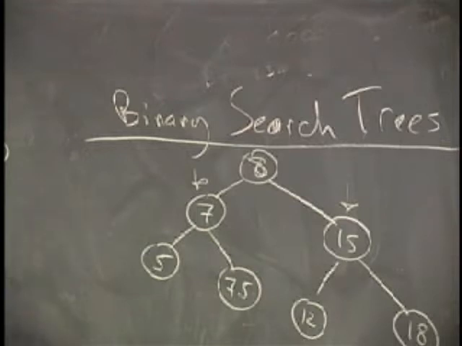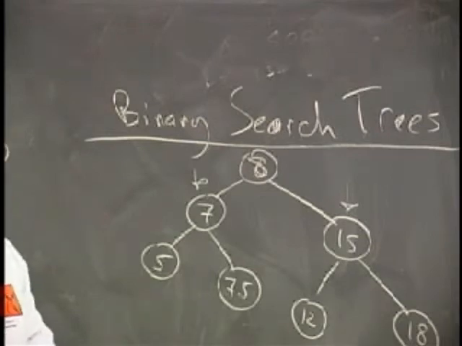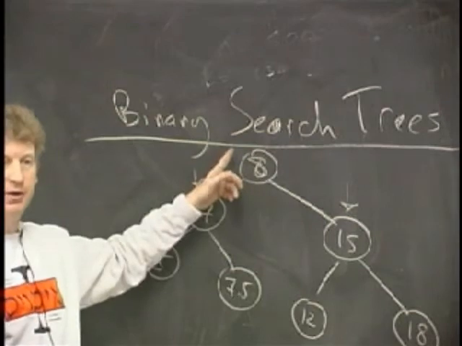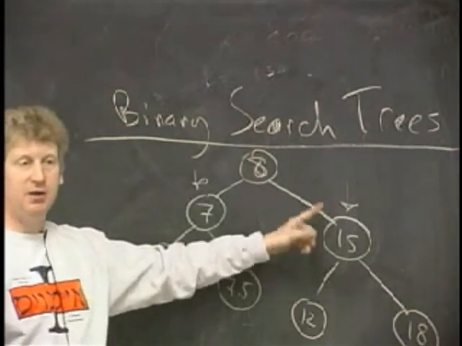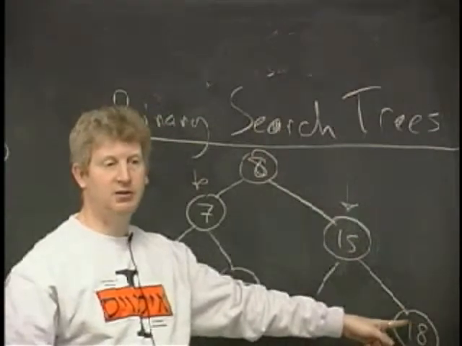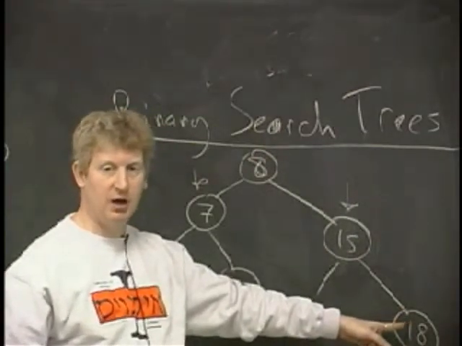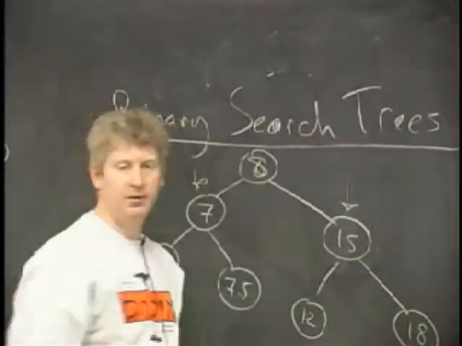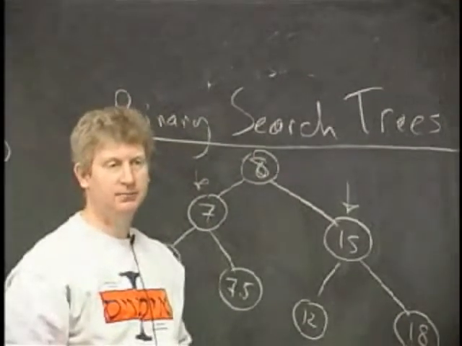How do you insert into a binary search tree? I got a new value. Mr. 17's coming in. Who's got an idea? How do I put him in? 17 is larger than 8, so you go down the right branch. OK, you do like you do a search. 17's bigger than 8, so I go here. 17's bigger than 15, so I go here. 17's smaller than 18, so I go here. And it goes right there.